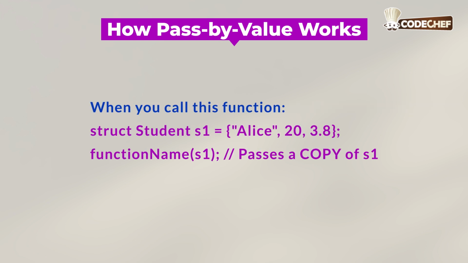When you call this function, with struct student s1 = {"Alice", 20, 3.8} and the function name called with s1, it passes a copy of s1. So what happens behind the scenes here is C creates a complete copy of the structure s1. This copy is passed to the function. The function works with the copy, and when the function ends, the copy is destroyed. The original s1 remains unchanged.